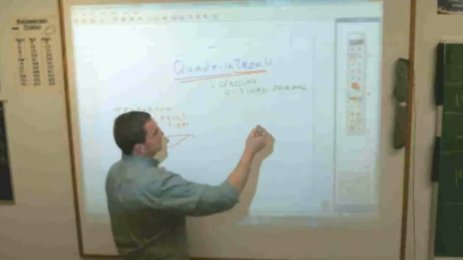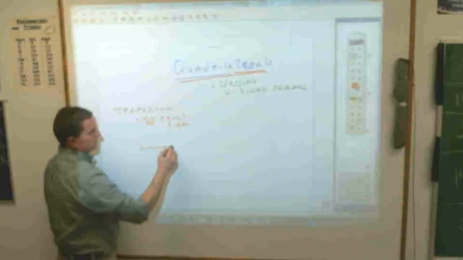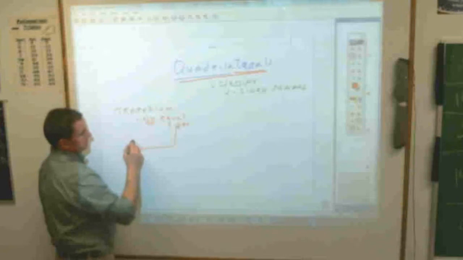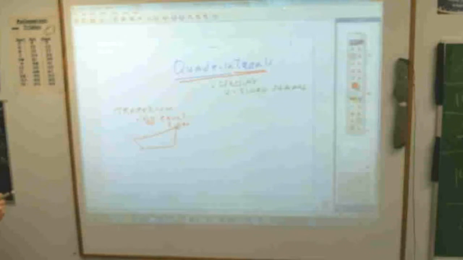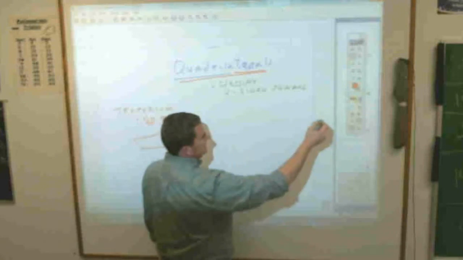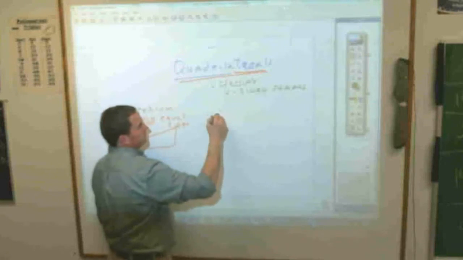I guess I probably shouldn't have drawn it to look so much like a trapezoid. Let me try that again. The only issue I have with that is it looks too much like a trapezoid, which brings us to our next one. No equal sides is a trapezium. This one here, a trapezoid.